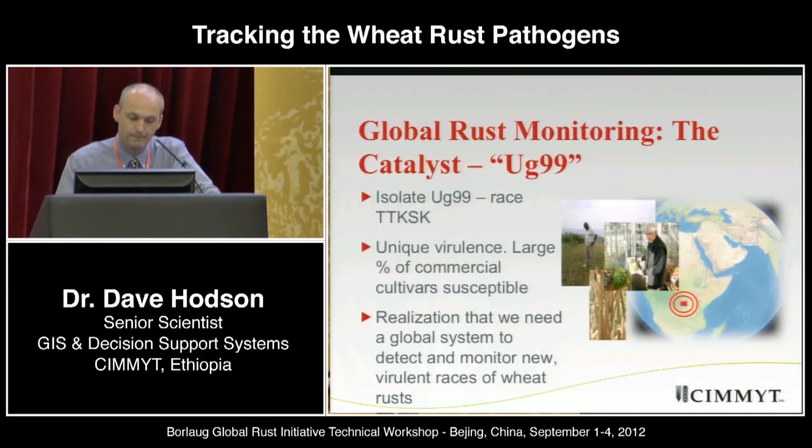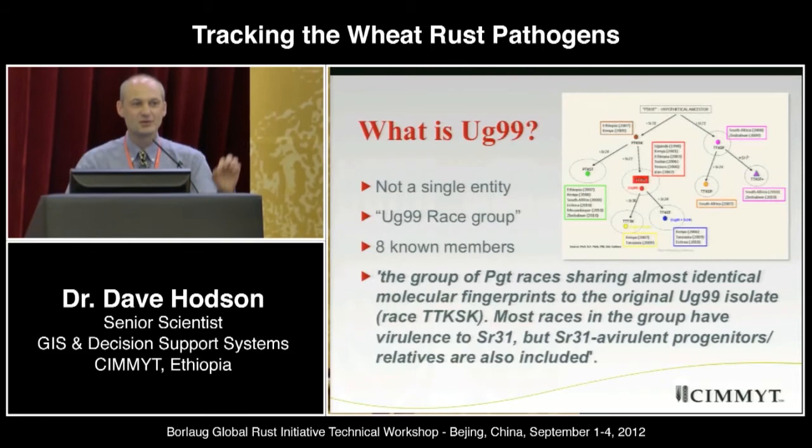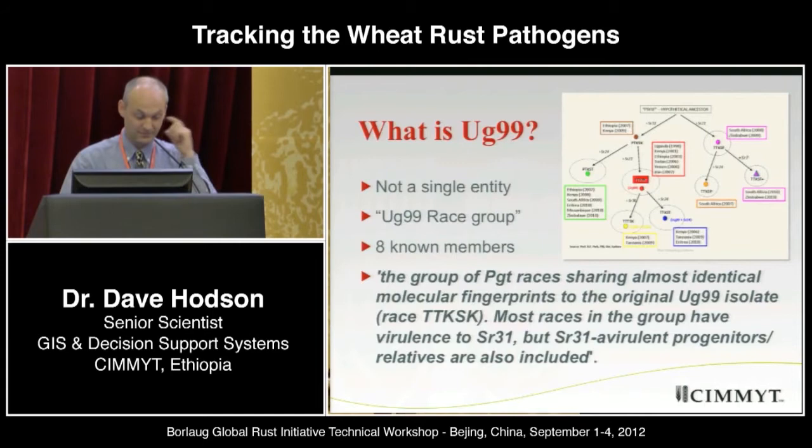I'm going to start off by asking the question, well, what is UG99? It's a fantastic tag for communication, but we often talk about it as if it's just a single entity, when the reality now is that this is far from the truth. What we should be talking about is the UG99 race group. From the work that's been done around the world, we now recognise that there are 8 members within that race group.